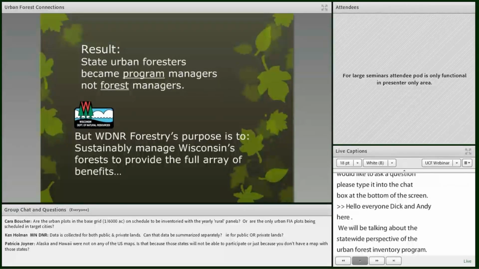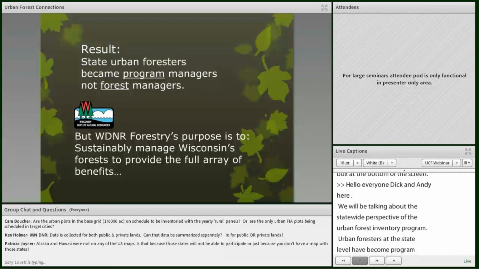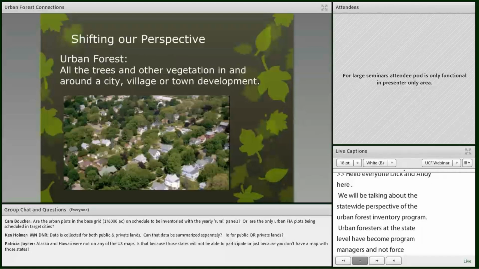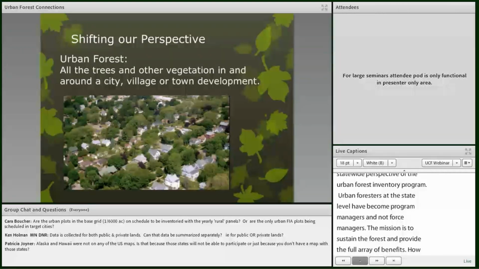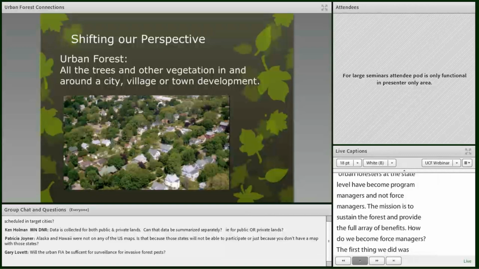The result, unfortunately, though, is that urban foresters at the state level have become program managers, not forest managers. But DNR Urban Forestry's mission is really to sustainably manage Wisconsin's forests to provide the full array of benefits. So how do we become forest managers? Well, the first thing we did was look at our definition of urban forest. It's pretty all-inclusive, so why are we still focused on just the public trees?